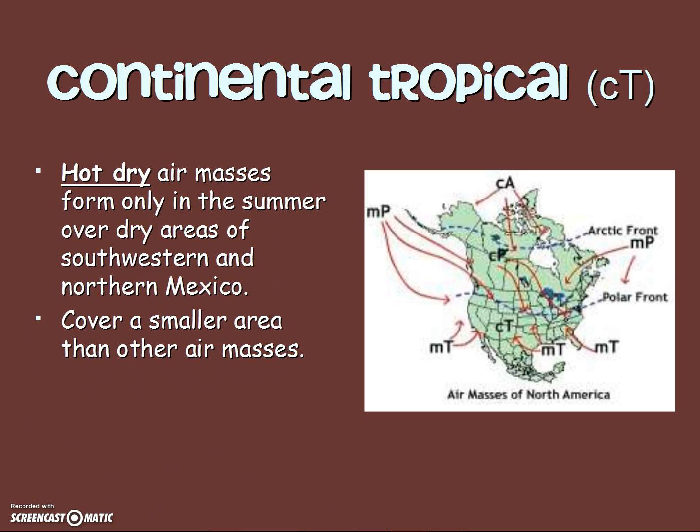The third is continental tropical. These are hot and dry air masses that form only in the summer over dry areas of southwestern and northern Mexico. They cover a smaller area than other air masses, and they bring hot and dry weather to the south.